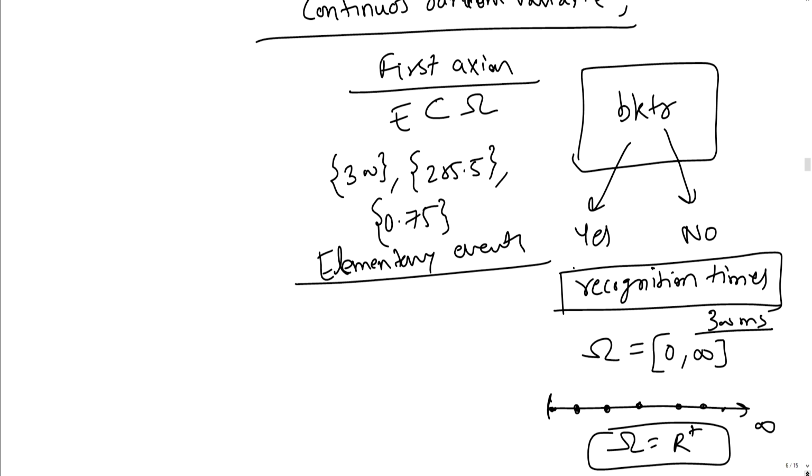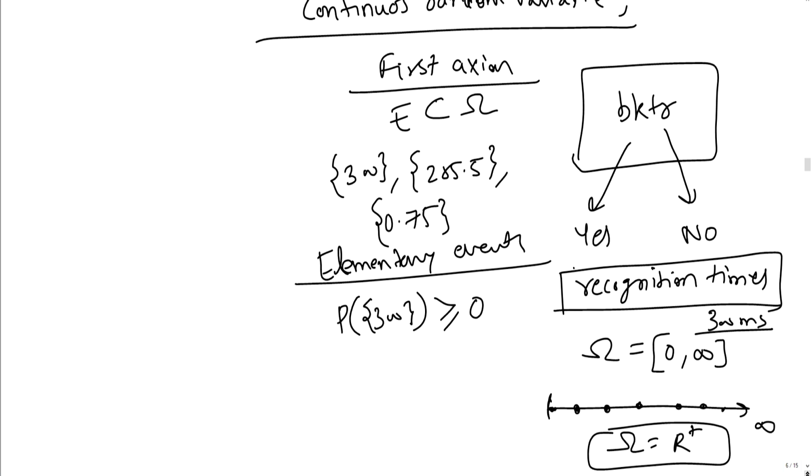So, the first axiom would apply to all these elementary events. That means the probability of obtaining a reaction time of 300 will be greater than or equal to 0. That is what the first axiom says. So, the probability of any point value would be greater than or equal to 0.